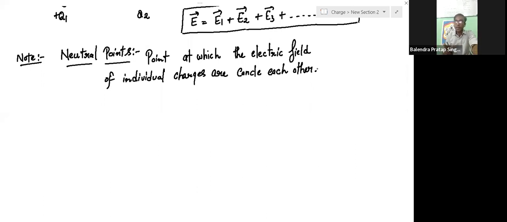So I'm solving a problem in which I will try to find the neutral point of two charges, so that you can get a clear idea of neutral points and the application of the superposition principle. Okay, got it?